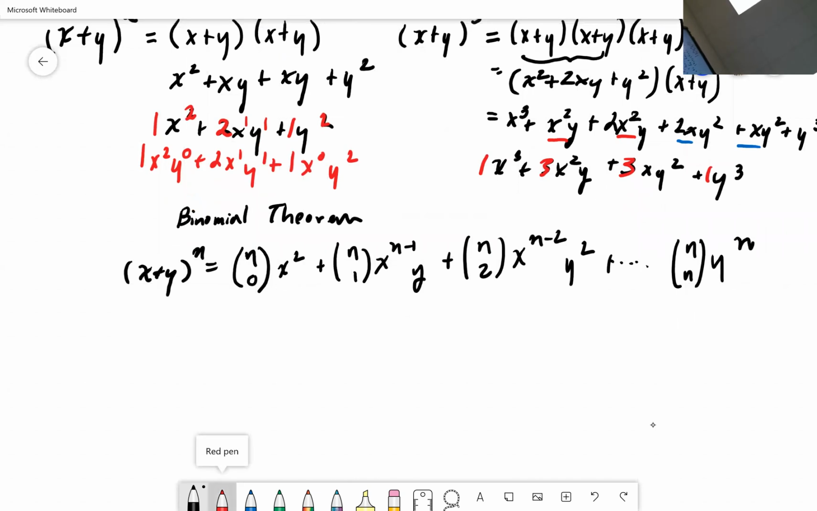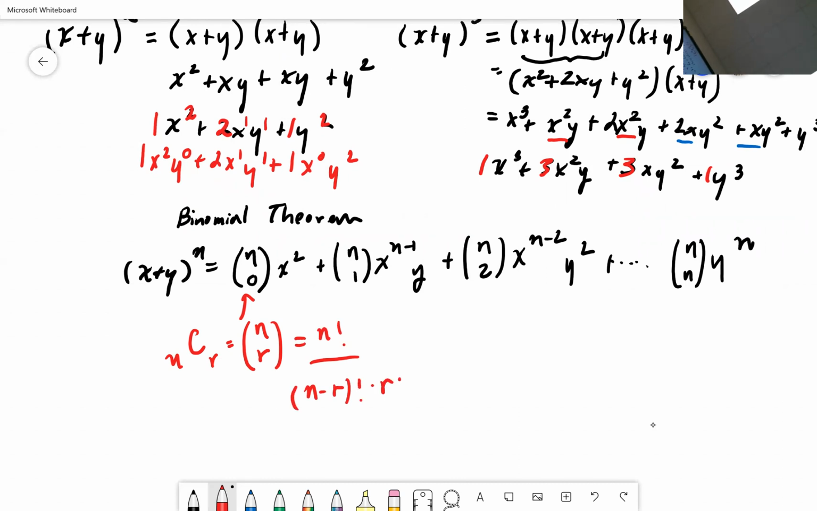Now, what do these things mean? This is a combination. We usually, and in statistics you'll see this again, write nCr, I guess I can write r for this. It doesn't matter. This is what this is, n r. This is n factorial divided by n minus r factorial times r factorial. This is a combination.